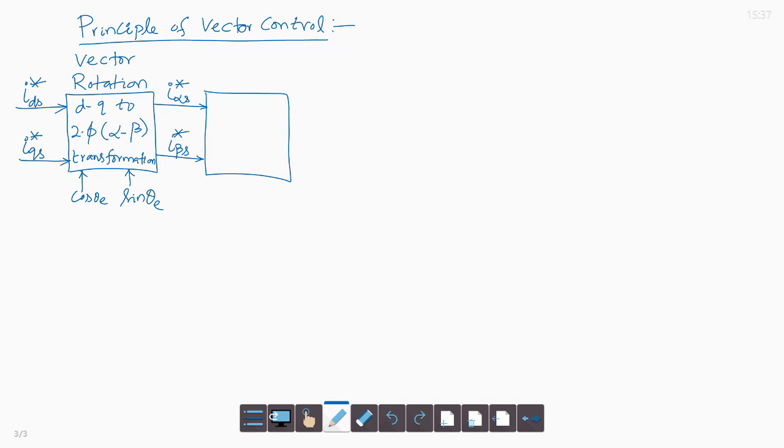So, now we have a block from 2 phase alpha beta to 3 phase transformation.